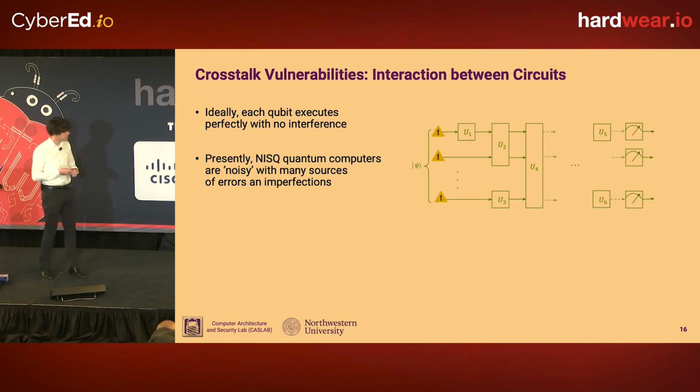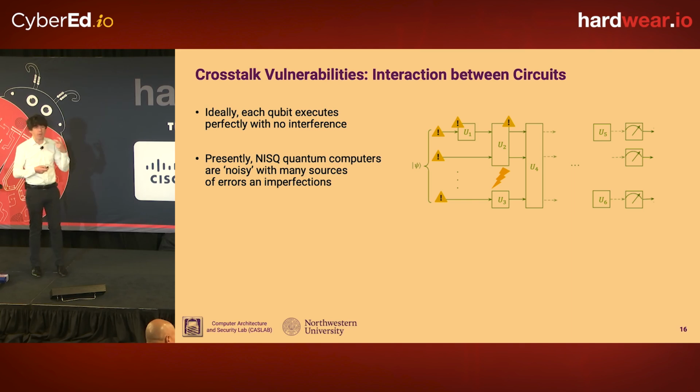But considering the crosstalk, this is actually what the attacker can exploit: these imperfections in the quantum circuit. So there are many imperfections. The qubits themselves decohere, they lose their state over time. The gates, like I mentioned, 10 to the minus 4, 10 to the minus 5, are not perfect. So every time you execute a gate, it may or may not work, which is problematic.